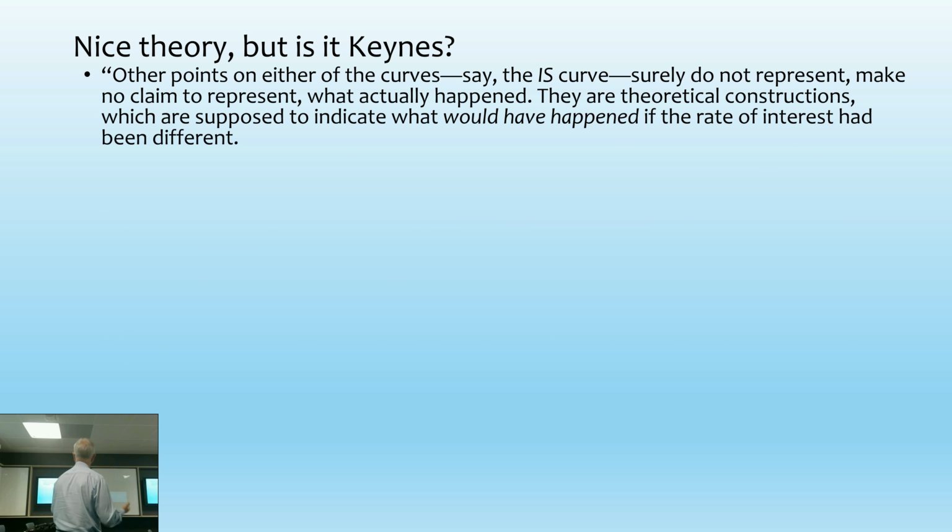So then he says, well, does this make sense? Who's he talking about, other points along the curve at this stage, saying when you draw the rest of the curve, they're hypotheticals only. They're telling you where you might be if the interest rate had been above the point it currently is, or below the point where it's lower. But they're theoretical constructions. You can't use them as actual positions the economy is in.